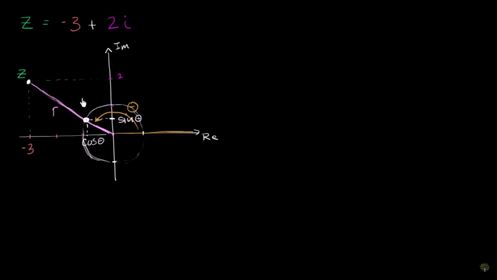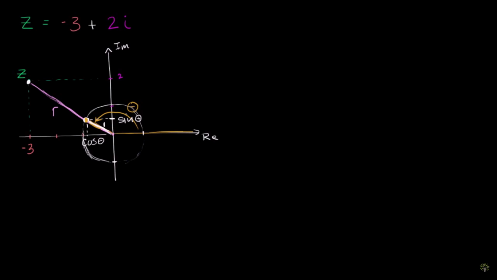And so what would the horizontal and vertical coordinates of this point be? We obviously know they're negative 3 and 2, but what would they be in terms of cosine theta and sine theta? Well, look, this point right over here is a radius of 1 away from the origin. But now we are r away from the origin, r times as far. So we're going to be r times as far in the vertical direction and r times as far in the horizontal direction. We're going to scale everything by r.